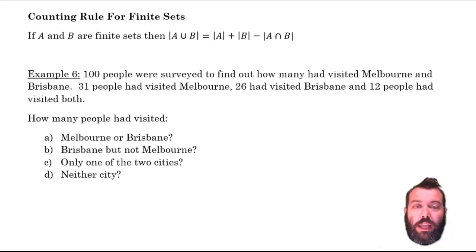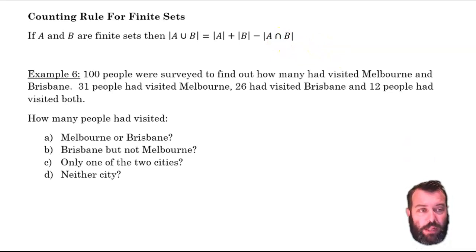But as long as we have finite sets, the size, or cardinality, of the union of A and B is the size of A plus the size of B minus their intersection, because that intersection is counted twice. It's counted in A and then it's counted in B, and we should only count it once. So it's A plus B minus their intersection.